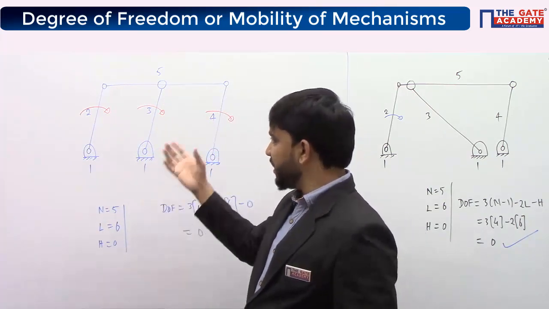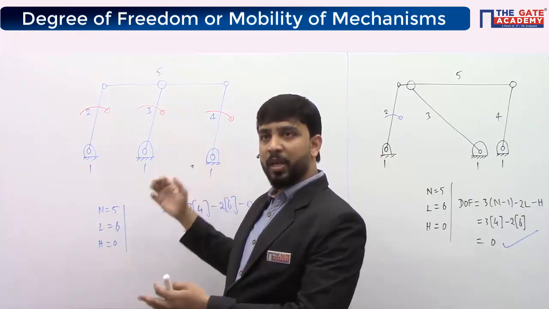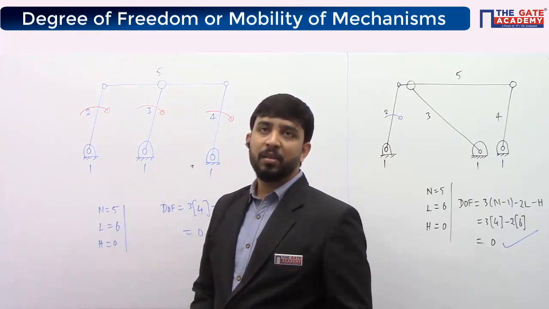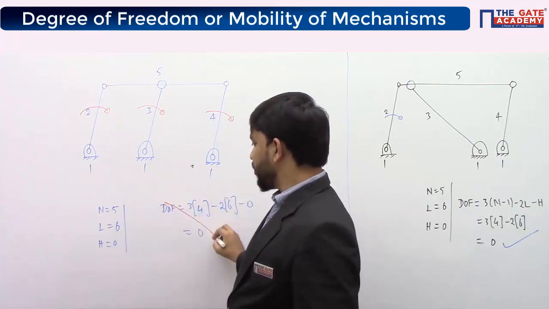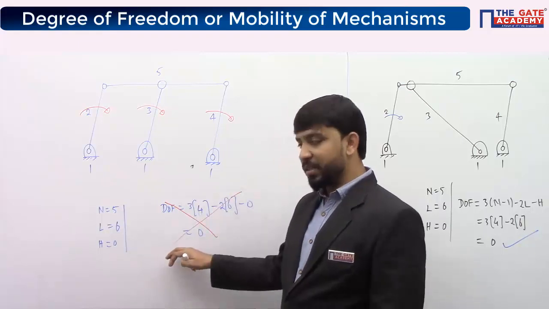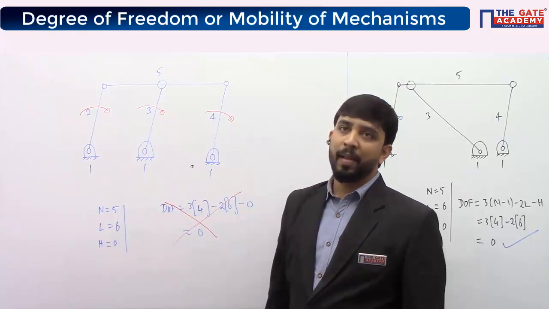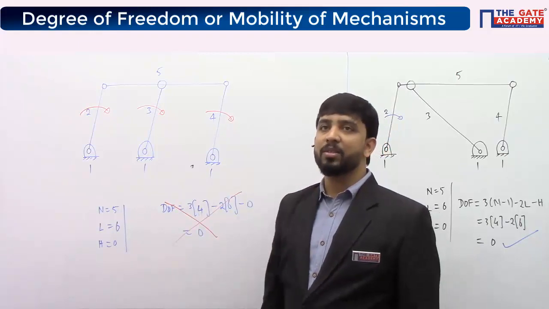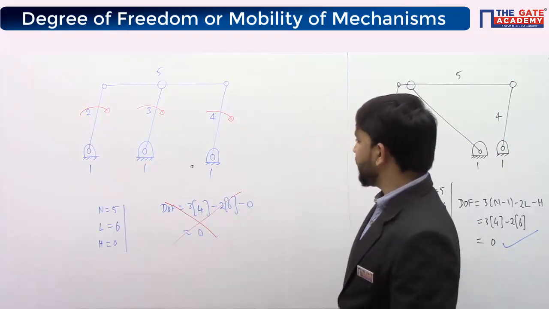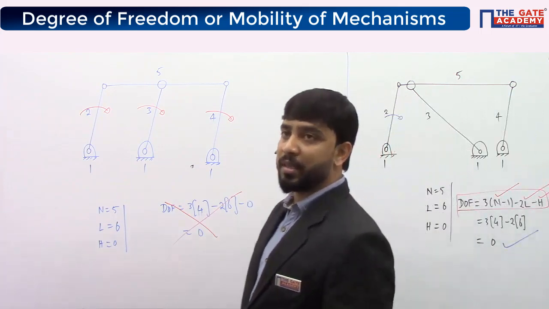I can give one input here and I will be getting only one output here. So I can say degrees of freedom for this mechanism is 1. But as per Kutzbach's criterion you are getting 0, so the result you are getting here is incorrect. Kutzbach's criterion gives incorrect results in some situations, okay? Yesterday we saw the drawbacks of Kutzbach's criterion. For calculating the degrees of freedom, he considered the number of links, lower pairs and higher pairs, but he didn't consider the geometry of these links.